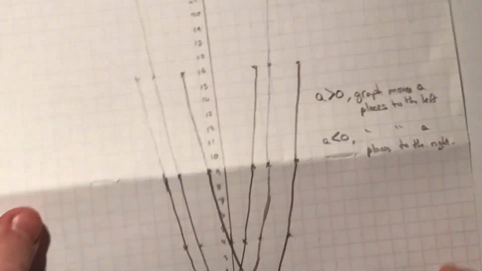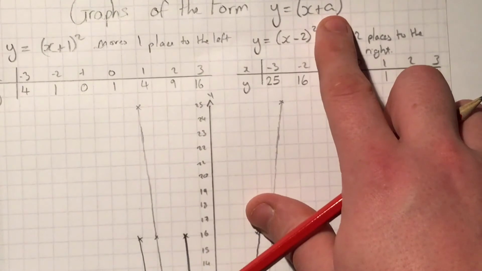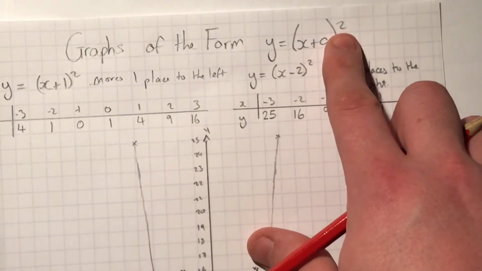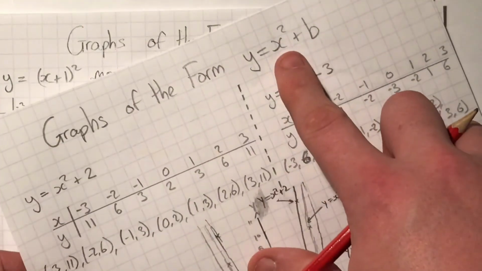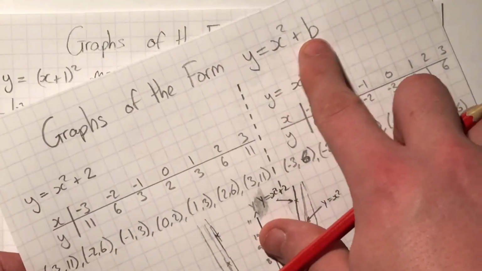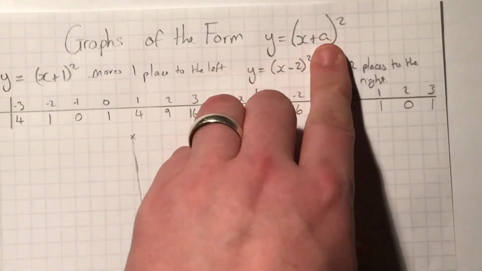So the difference with this one here is that the x and the a are both in the brackets together, and then together they are squared. Compared to our previous one, in the previous video we had x squared plus b, where these two aren't in brackets. So that one moves up and down, whereas this one here moves left and right.